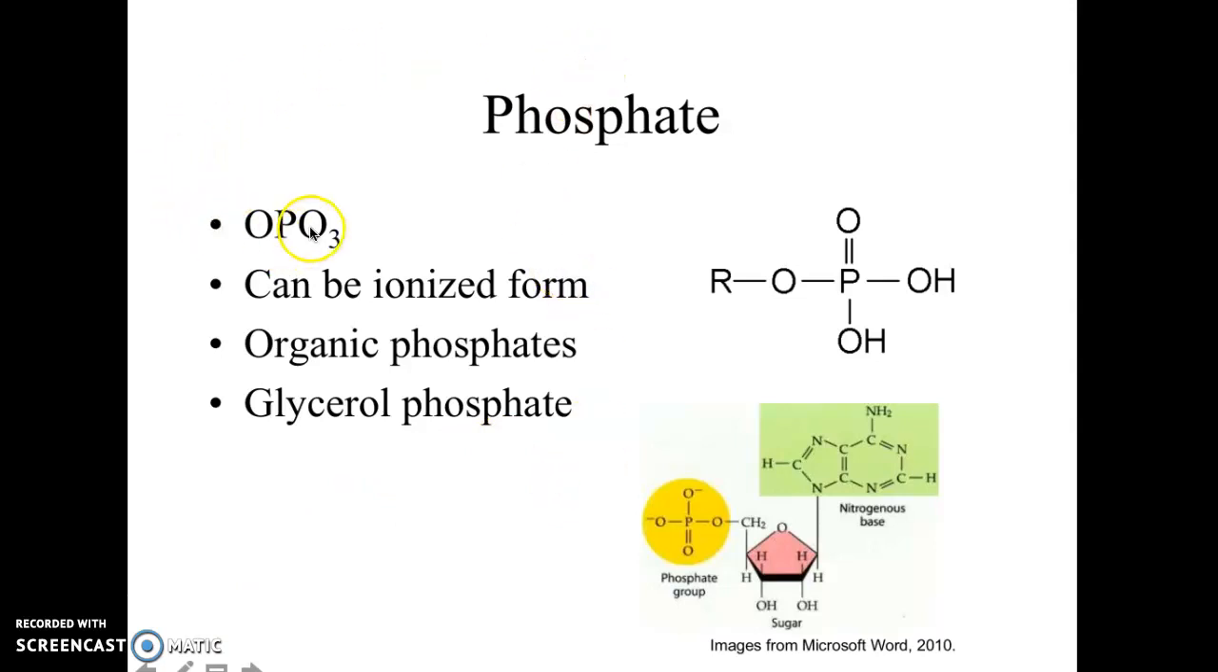Here's that phosphate, OPO3. It can be oxidized. It's an organic phosphate. It's really important for the glycerol phosphate. We're going to find this in our wonderful DNA structures. Okay, so here's that phosphate group right here, and it attaches to our sugar and then our nitrogenous base. So these are the basic units that make up our DNA. Here's another example of it hanging out over here. It looks a little different, but that is our phosphate group.